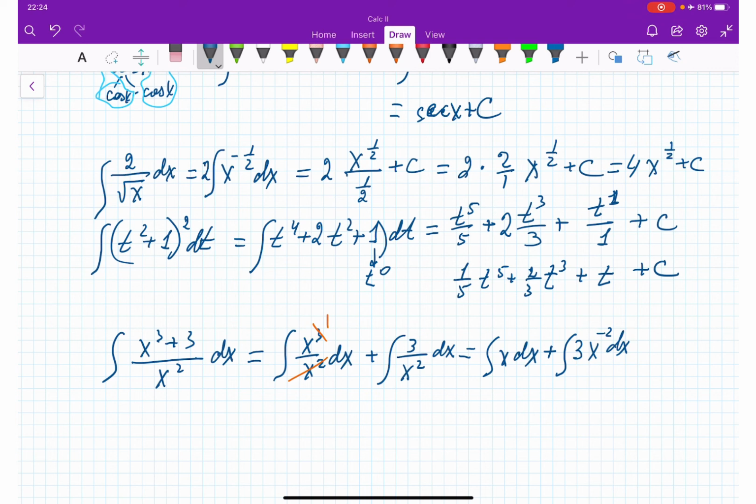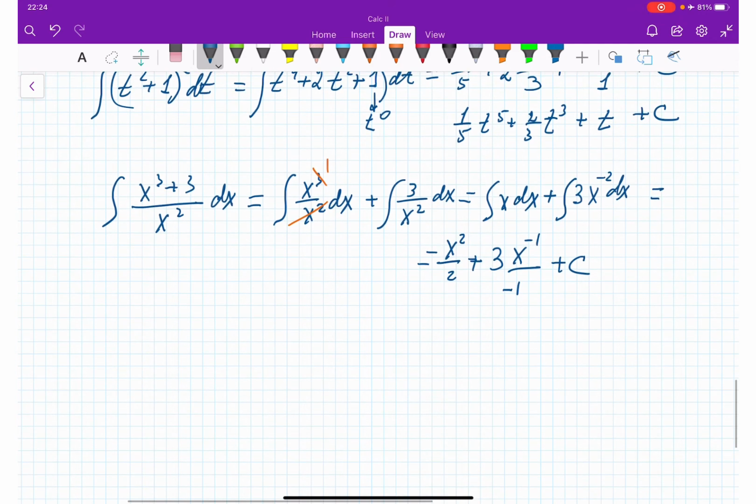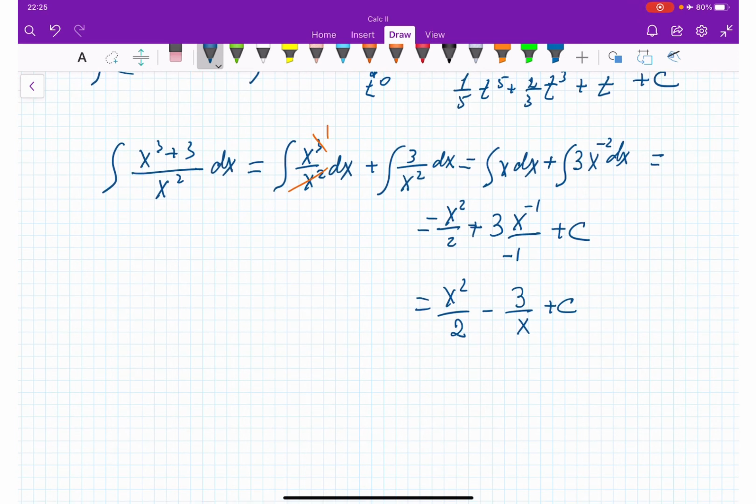Yes? And from here we have x dx is going to be x squared over 2 plus this 3 stays, comes out because it's a coefficient. Now x to negative 2, negative 2 plus 1 is negative 1, over negative 1, and plus c. This is going to be equal x squared over 2 minus 3 over x and plus c. Okay?